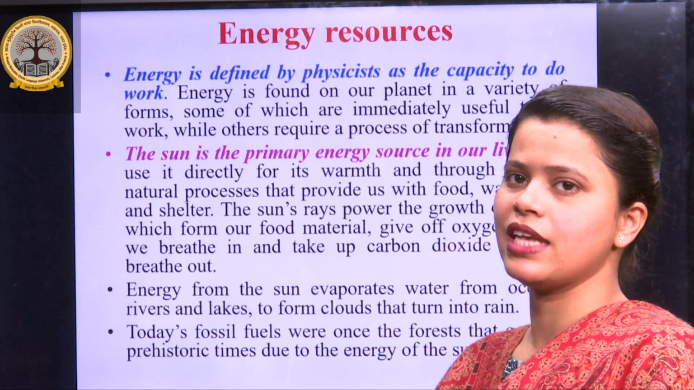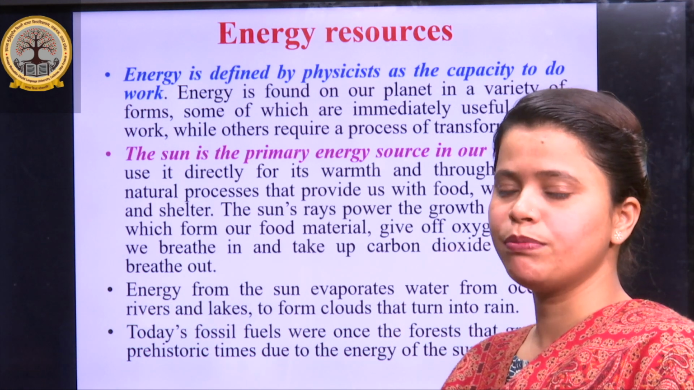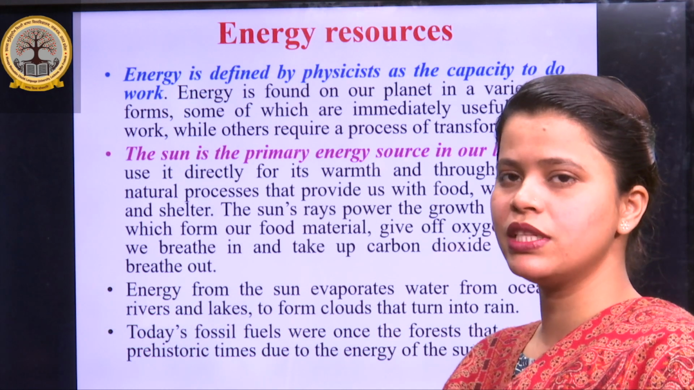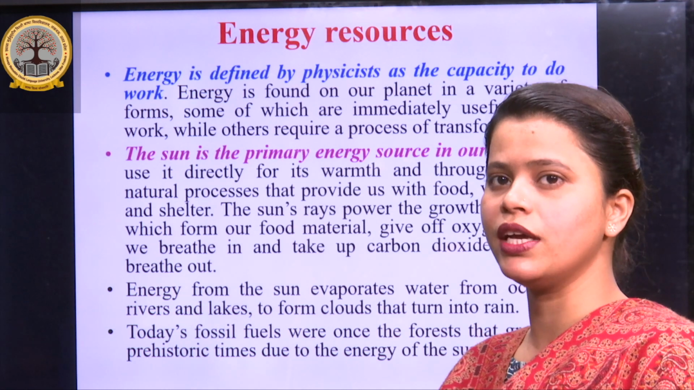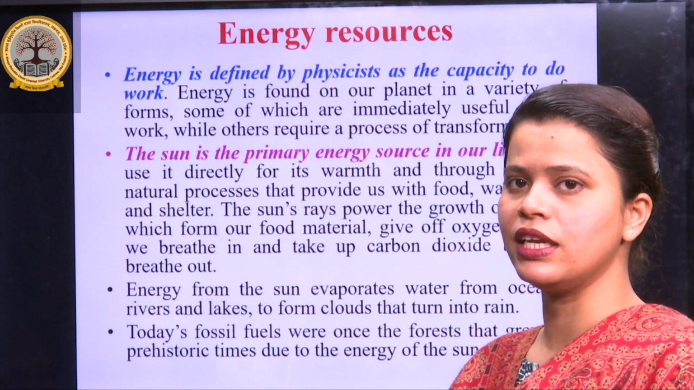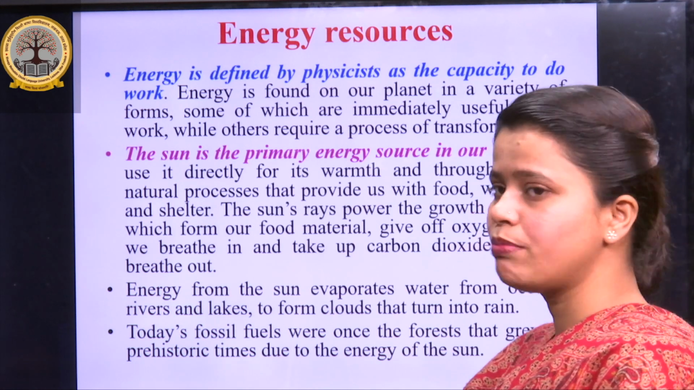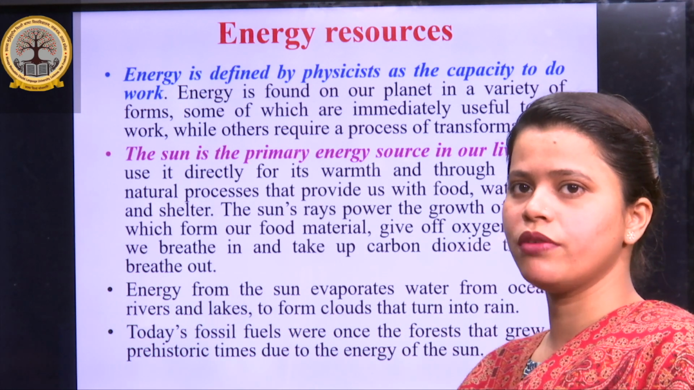But if we take the example of wind, then it has to be transformed. For instance, the wind power that is generated by windmills requires the transformation of the energy of the wind to electrical energy if it has to be used for lighting a bulb or powering a fan. And on this planet, the sun is the primary source of energy.